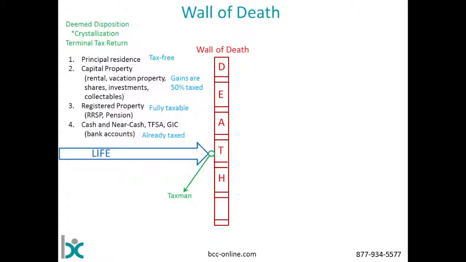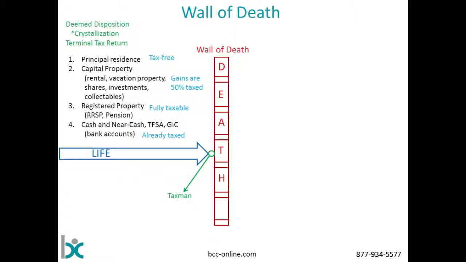Now, we look at all this property and we say, okay, what happens to it on death? Well, Revenue Canada takes their crack at it. They don't touch your principal residence generally. They will tax your capital property. They'll tax your registered property. Every dollar that comes out is going to be taxed as regular income. And for the most part, probably not anything to worry about here with this cash or near cash type of asset. But what's going to happen now?